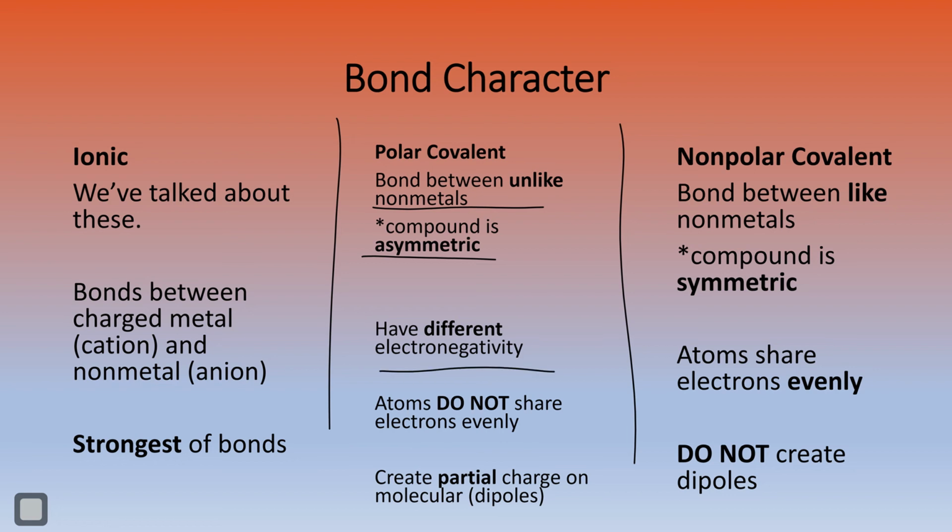These are created when the elements have different electronegativities. Okay, when there's different electronegativities, atoms do not share those electrons evenly. So that's what happens afterwards. If they don't have an equal electronegativity, one atom is able to pull those electrons a little bit more than the other, and basically those electrons spend a little bit more time on one atom versus the other.